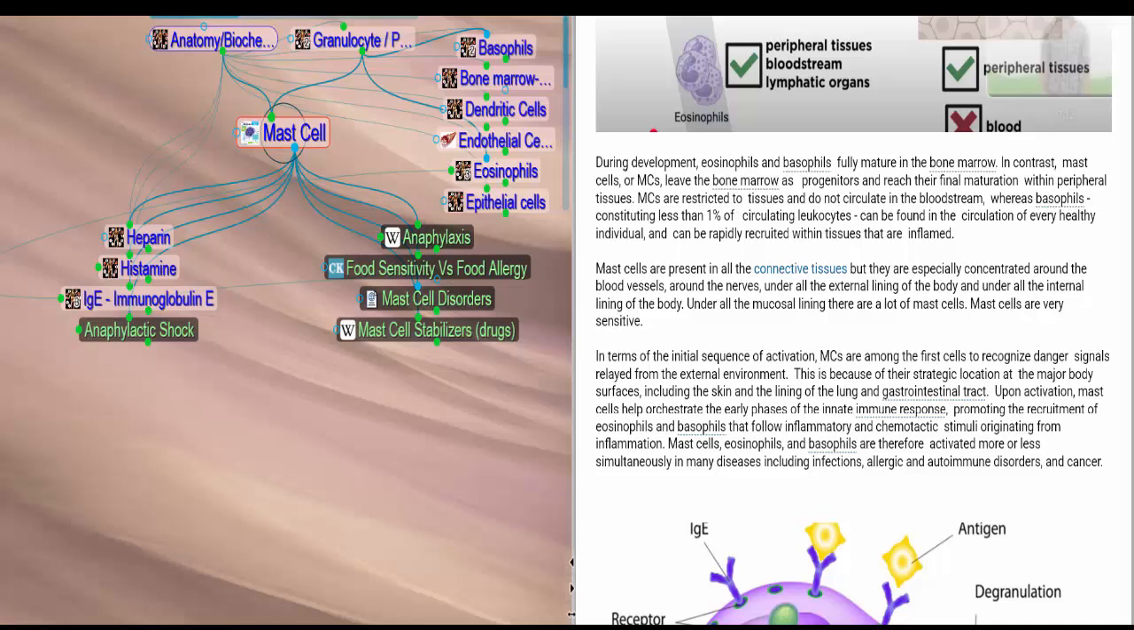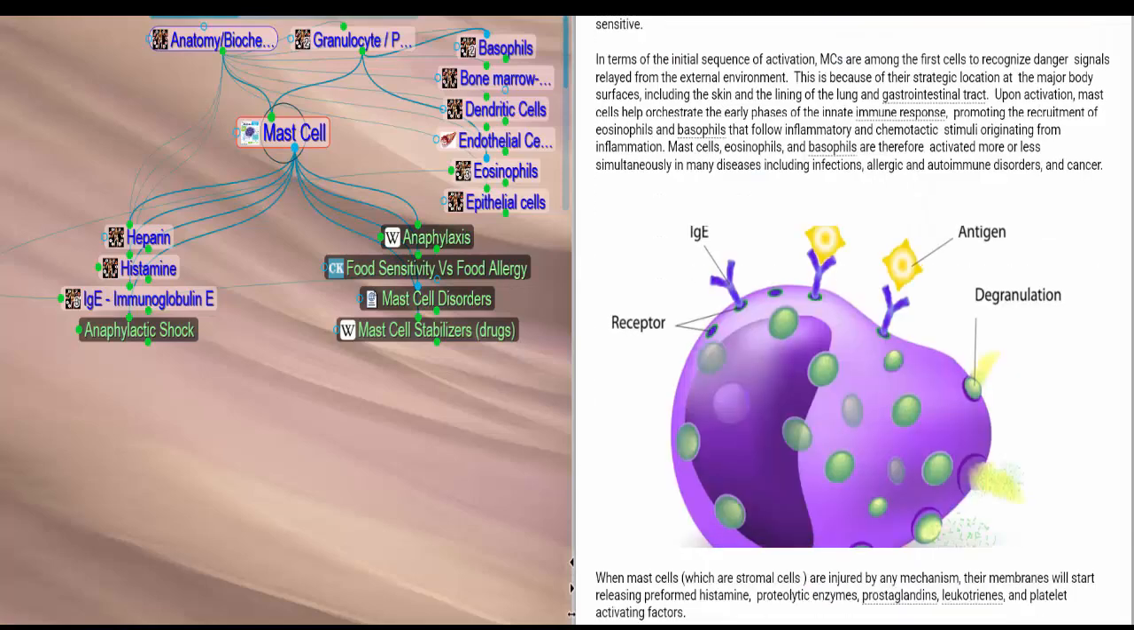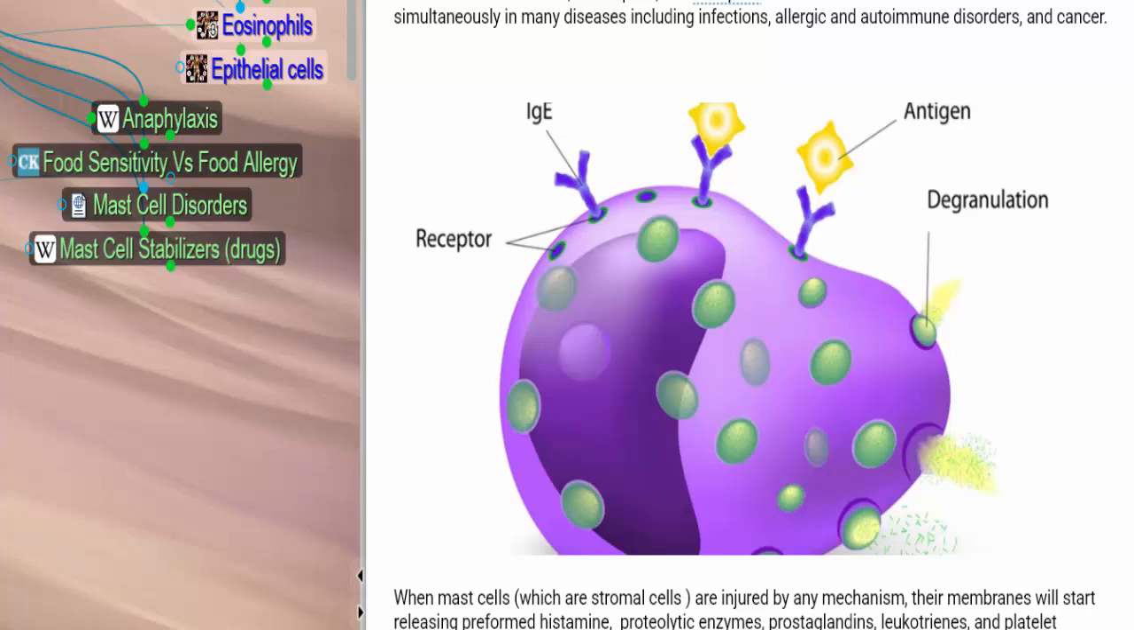Mast cells, eosinophils, and basophils are activated more or less simultaneously in many diseases, including infections, allergic and autoimmune disorders, and cancer. Here we can see a mast cell with its IgE attached to a receptor. And then if you look over towards the right, an antigen connects with IgE. And once that happens, degranulation occurs. That means all those little chemical-laden granules lodged inside the mast cell explode, releasing a lot of chemicals.